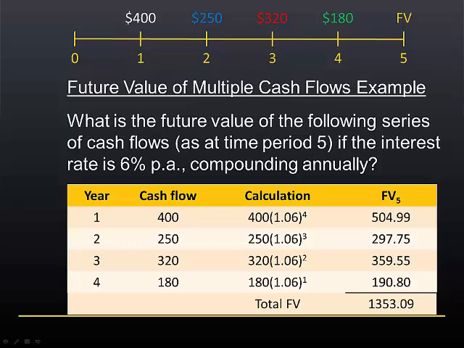Here are all of the calculations. Each cash flow is multiplied by 1 plus the interest rate to the power of the number of periods that it needs to move. The fourth cash flow at time period 4 needs to move 1 period to the right, so it's multiplied by 1.06 to the power of 1. The total value of all 4 cash flows as at period 5 is just over $1,353.